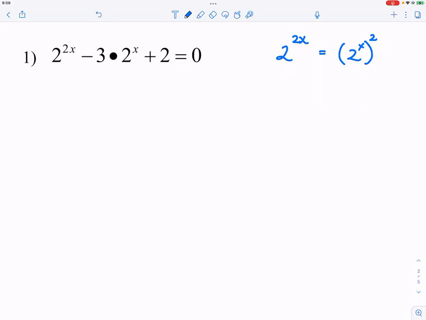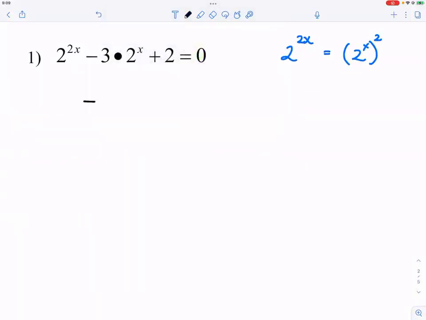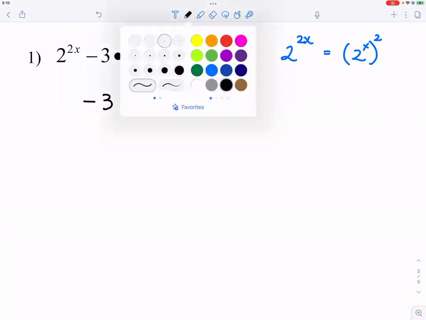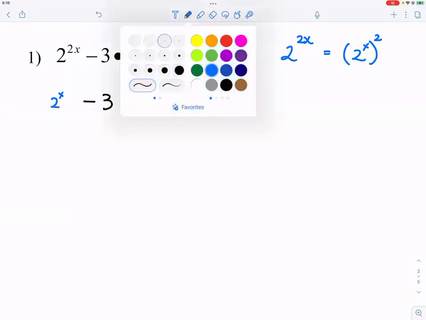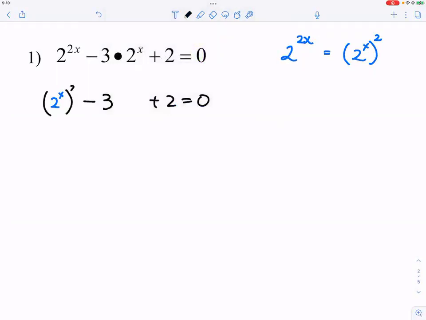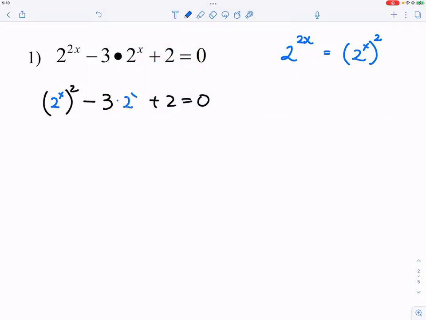Yes, okay. And the essence of this expression is this. Let me go ahead and give you some color coding here. So I'm going to write this down, and that is 2 to the x power squared times 2 to the x.